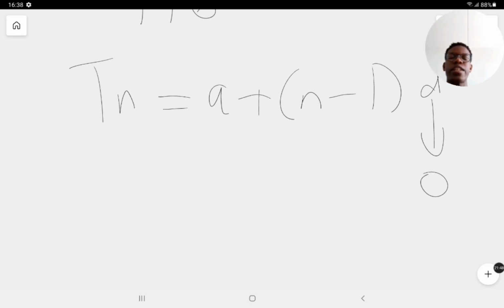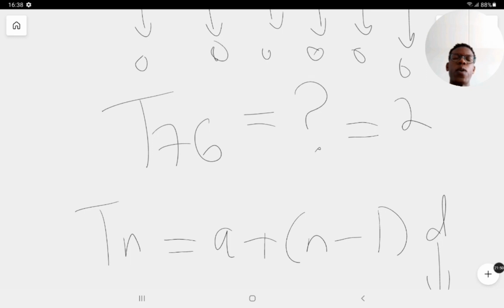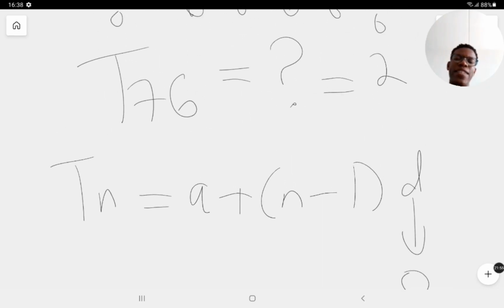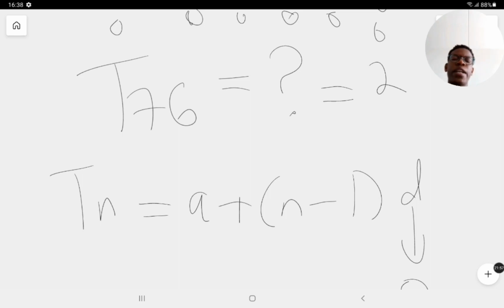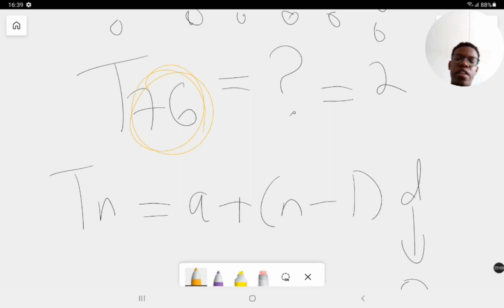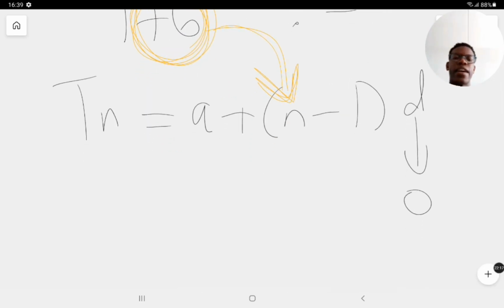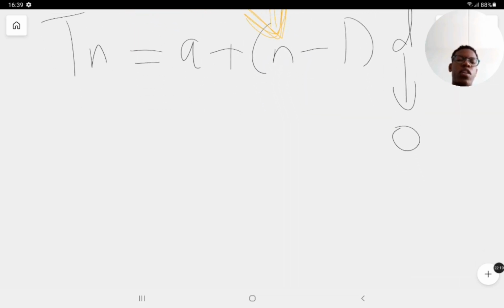So if we just start substituting things here, what are we looking for? We're looking for T76. The subscript here simply tells you what to substitute for n in that equation. So that's all you're going to do. You're going to take the subscript, substitute it in place of n, and then do your calculations.